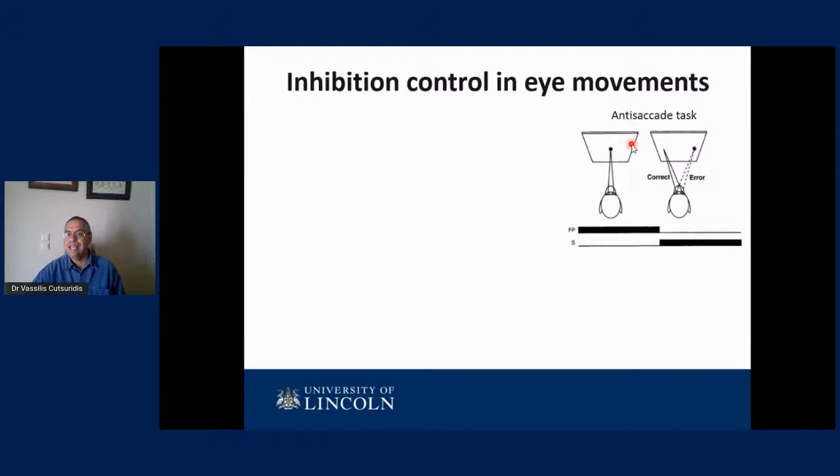In this anti-saccade task, participants are sitting in front of a computer screen. They're asked to fixate on a central stimulus. And as soon as the central stimulus disappears, they have to turn the eyes in the opposite direction of the peripheral one. So in this particular task, the subjects are requested to suppress the reflexive eye movement, the one towards the stimulus that captures your attention, and instead voluntarily shift your eyes in the opposite direction.